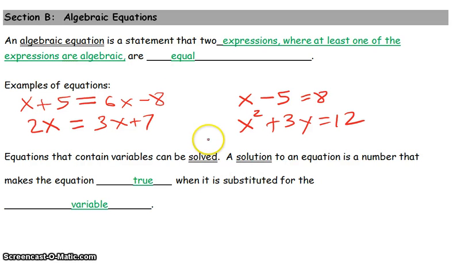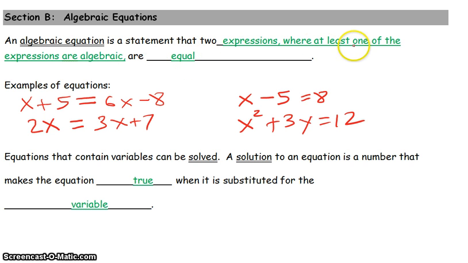Hello class. Instead of us going on to example 2, I want to come back to section B where we had the definition of an algebraic equation. There's an exception to the equation that I did not state the last time that you looked at the earlier video. Again, an algebraic equation is a statement that two expressions, comma, where at least one of the expressions are algebraic, are equal.